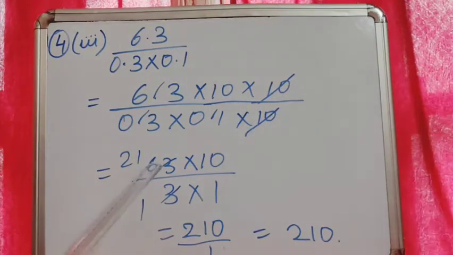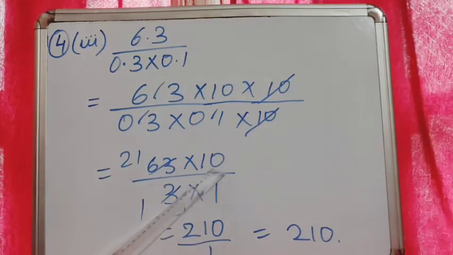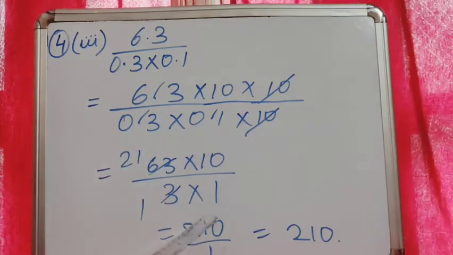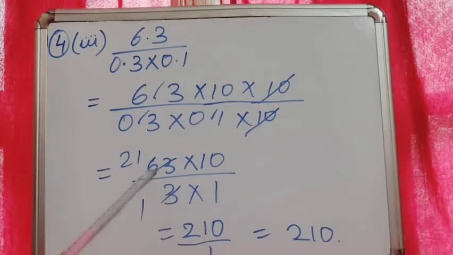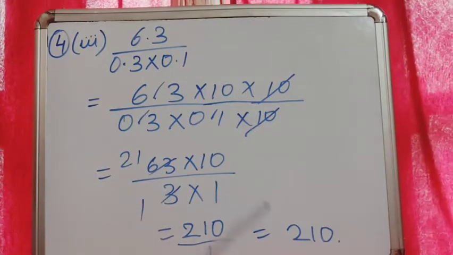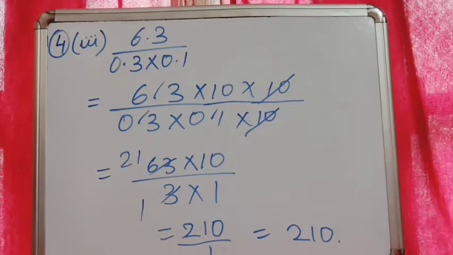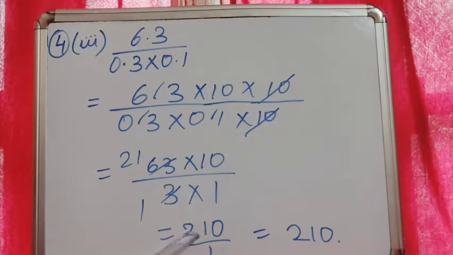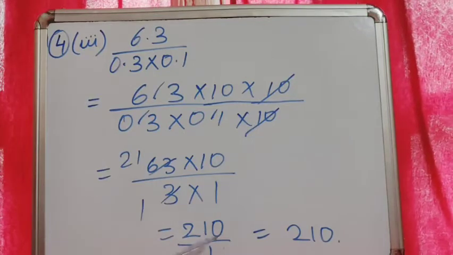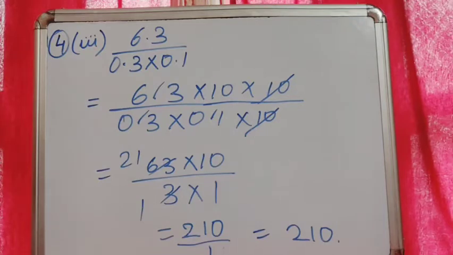So we are left with 63 into 10 divided by 3 into 1 in the denominator. So you can see 3 and 63 are divisible by 3. So 3 ones are 3 and 3 21s are 63. That means we have 21 into 10 is 210 in the numerator by 1 in the denominator. And this can simply be written as 210.